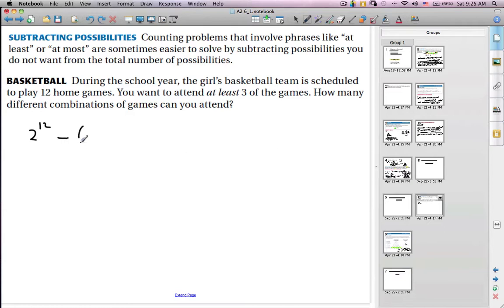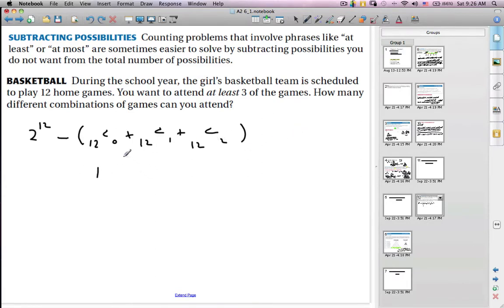And then I'm going to subtract the combinations of going to no games, 0 at a time, the combinations of seeing 1 game, and the combinations of seeing 2 games. If I add these together, I'm sorry I put commas in, but I really wanted to put in pluses. If I find the number of ways of not attending at least 3 games, it's a lot easier, and I only have to find 3 instead of having to find 9.